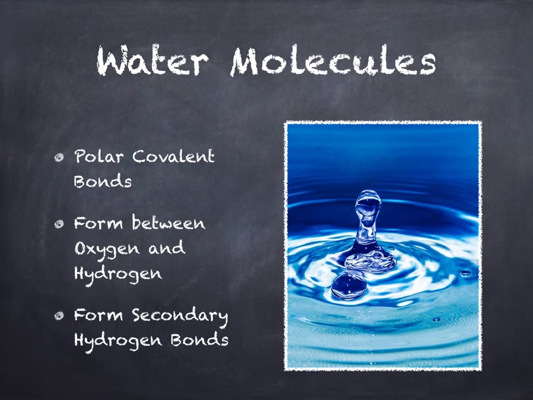Water molecules have a polar covalent bond, and if you know anything about bonding, you know that there are several types of bonding. Covalent bonds are between a metal and a nonmetal. In this case, they're polar. So we're going to talk about what polarity means and how it forms. Water molecules are formed between oxygen and hydrogen, and they form secondary hydrogen bonds, and we're going to talk about what that means in just a moment as well.